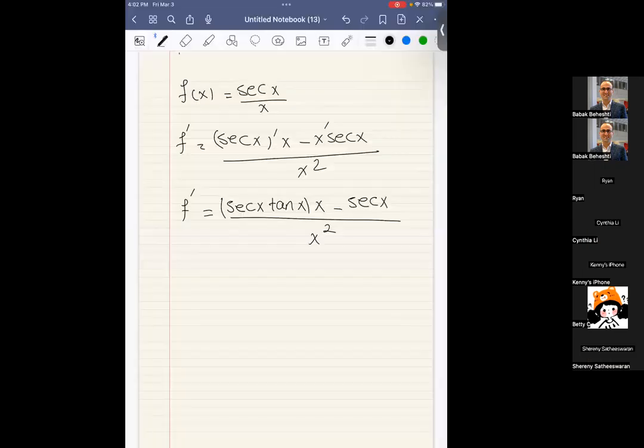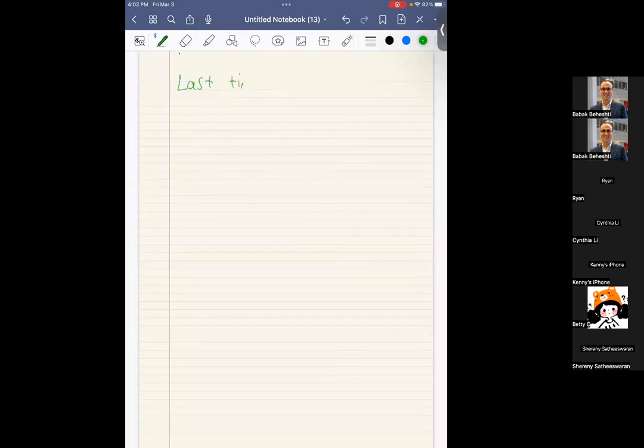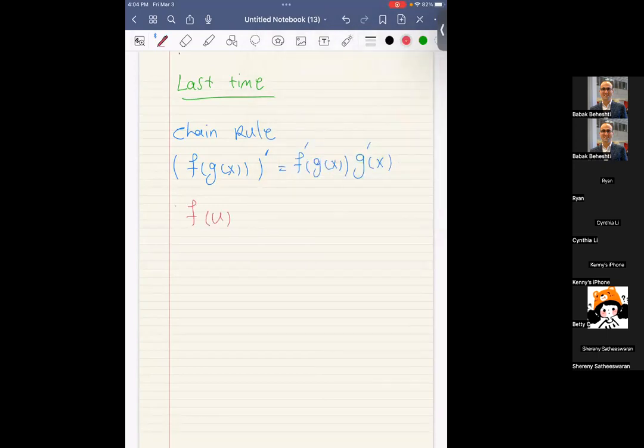Very good. Let me begin by reviewing and recalling our discussion last time. So last time, we discussed the chain rule. This chain rule says that the derivative of f of g of x is equal to f prime of g of x times g prime of x. In other words, we can also write it like this. We can also say that the derivative of f of u is f prime of u times u prime.